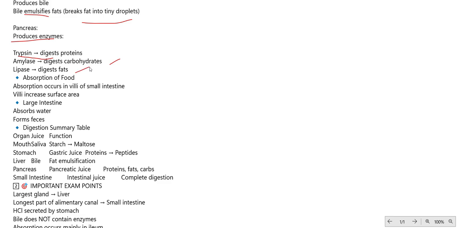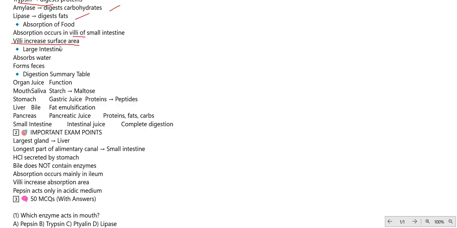The absorption of food occurs via the villi in the small intestine, and these villi help in surface area expansion. Okay, the villi will increase the surface area. Next is the large intestine, where absorption of water occurs, and it forms the feces.